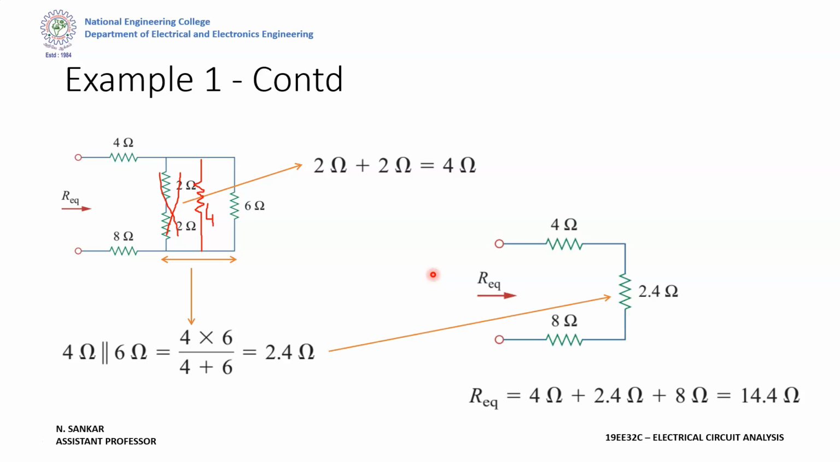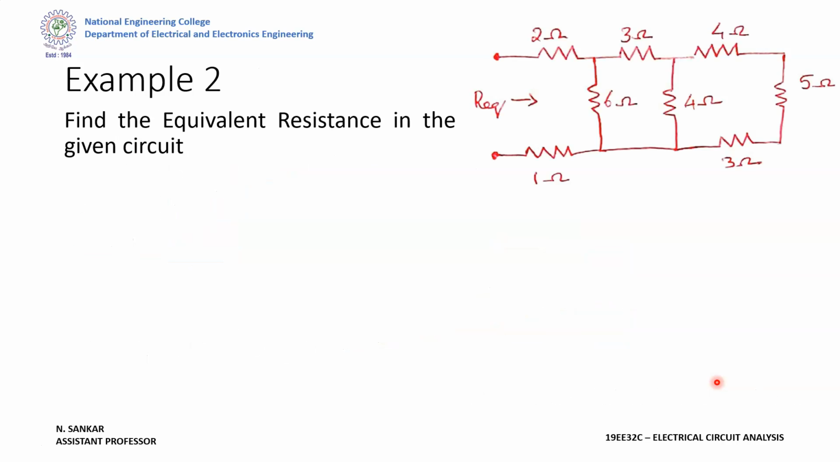So that is equal to like this. Now here 4 ohm, 2.4 ohm, 8 ohm, three resistors are in series. So just add all the resistors. 4 plus 8, 12, 12 plus 2.4, 14.4. Then R equivalent will be equal to 14.4 ohm, which is the answer.